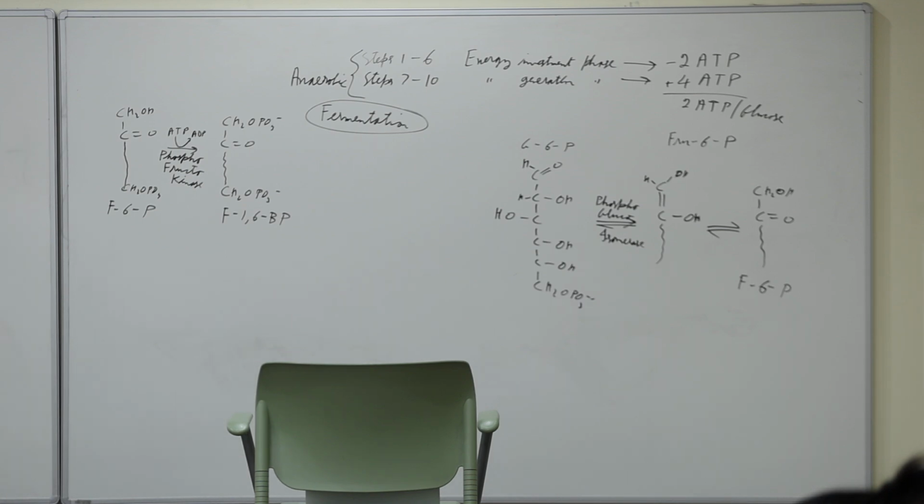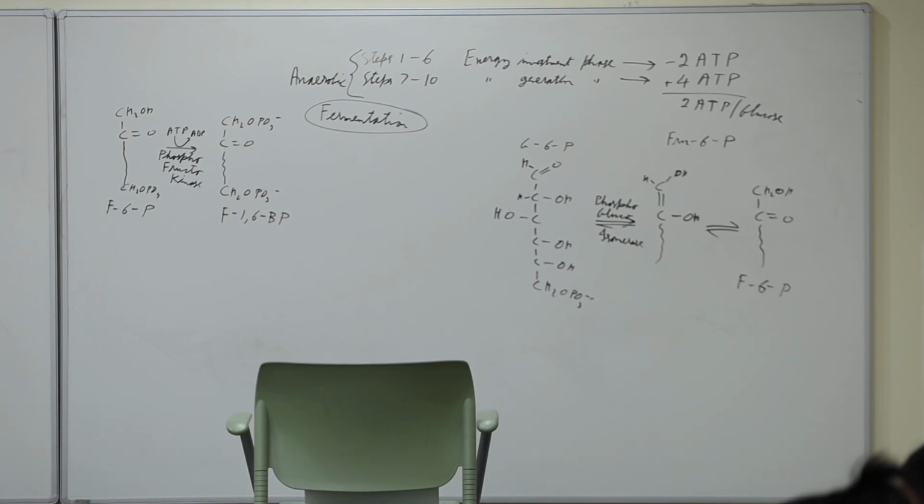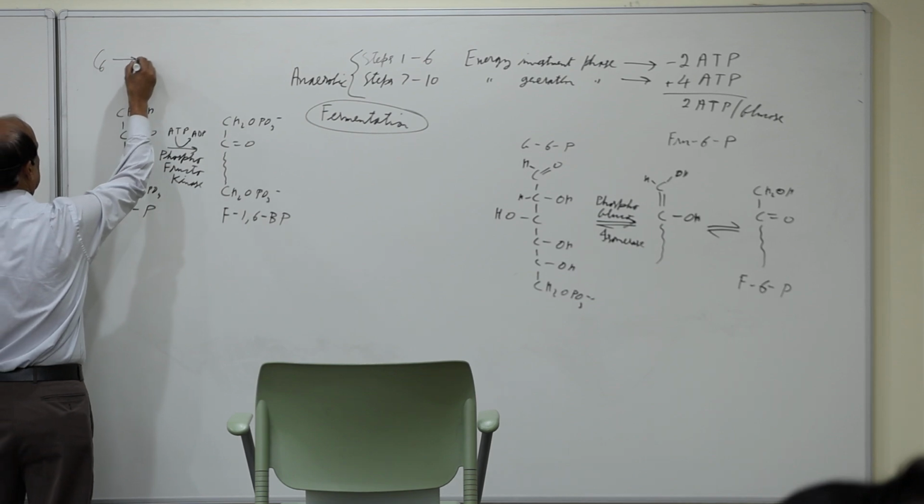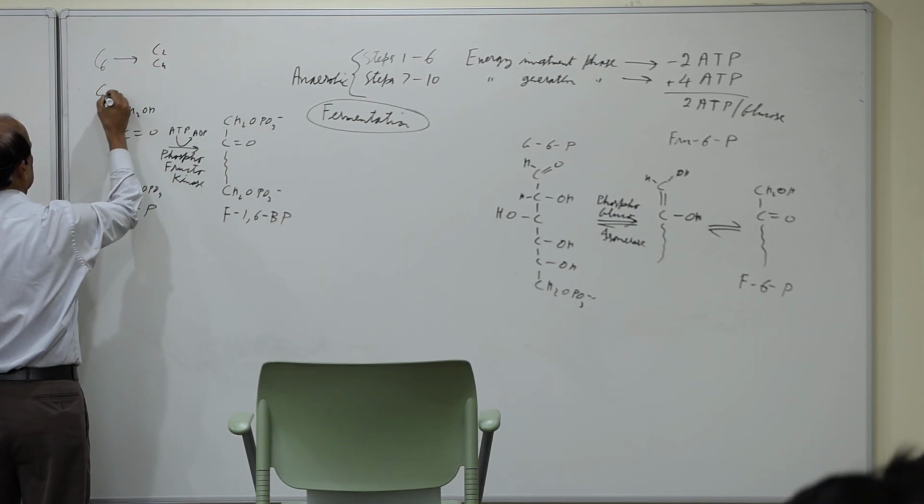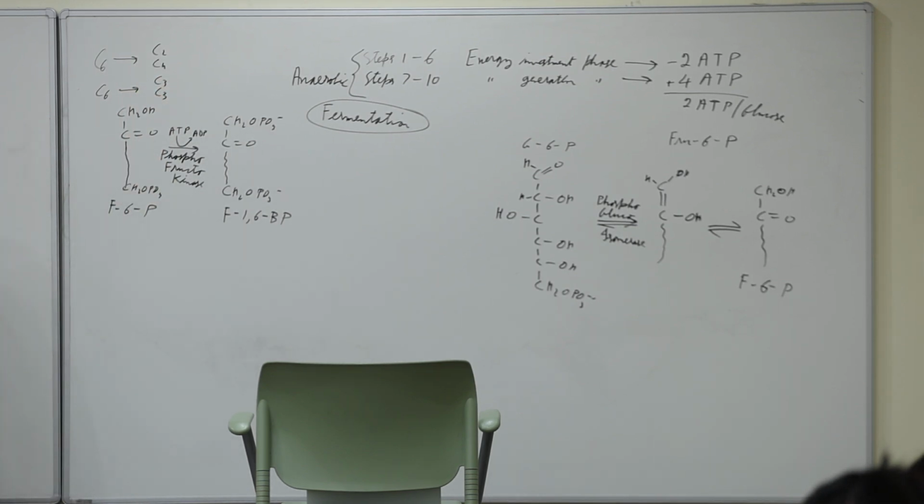What kind of pieces do you want? Do you want a 2 and a 4, or do you want a 3 and a 3? 1 and 5? How do you want to break it? You want 2 3s. Why do you want 2 3s and not a 2 and a 4? So let's say a C6 is broken down to C2 and C4, which doesn't happen. What happens is it breaks down to a C3 and C3.